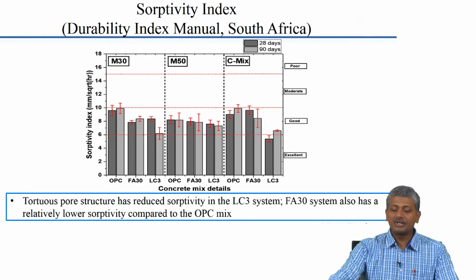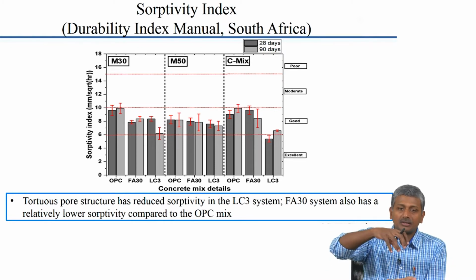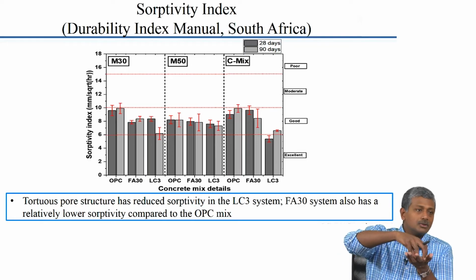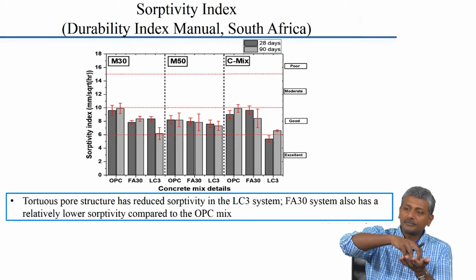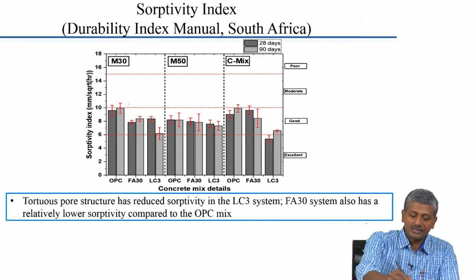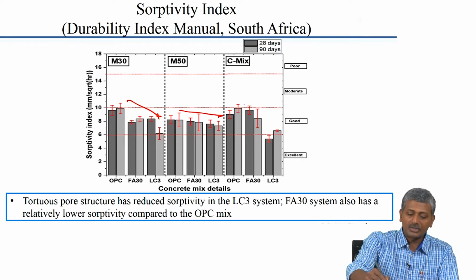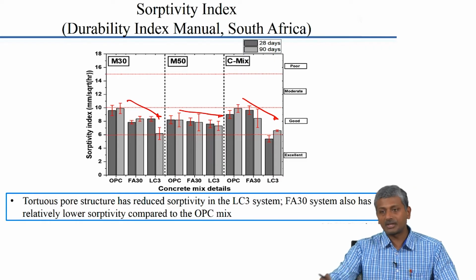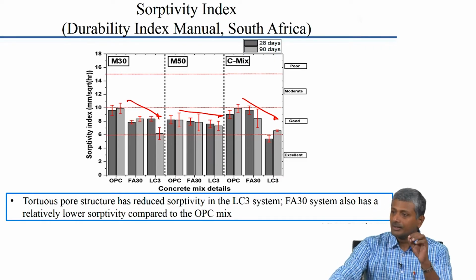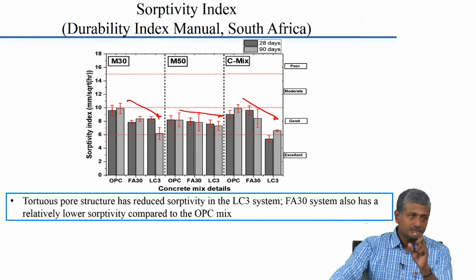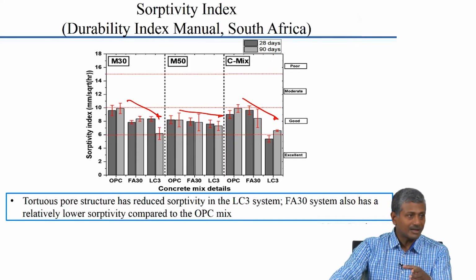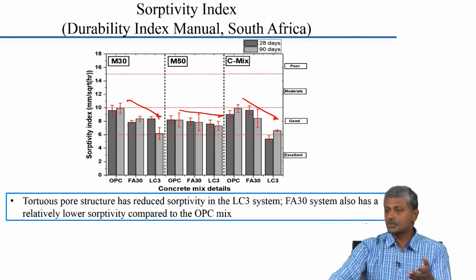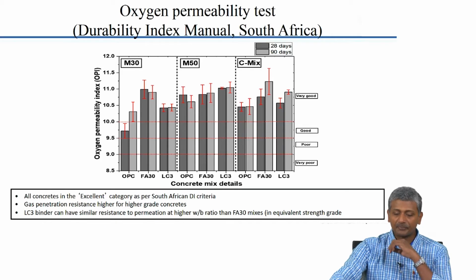Now, again sorptivity is the unidirectional absorption by capillary action of water through the system. So, once again with LC3 you see the sorptivity values are generally lower as compared to ordinary Portland cement, okay, irrespective of the type of mix that has been tested. So, once again it is not just with respect to the conductivity, we are also looking at direct water absorption, and that also shows a positive result with respect to LC3.